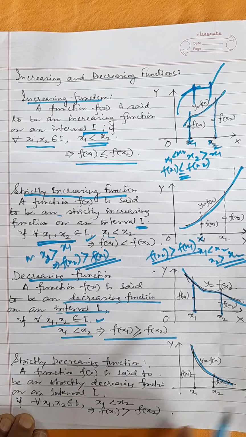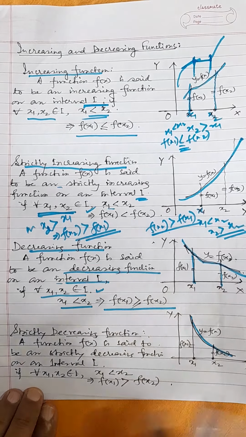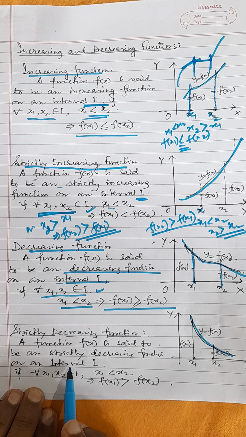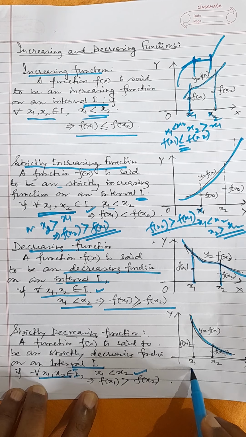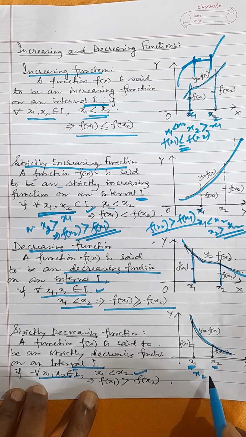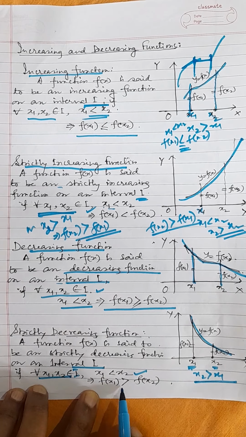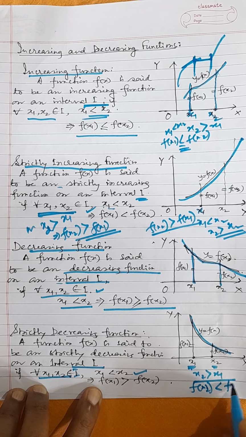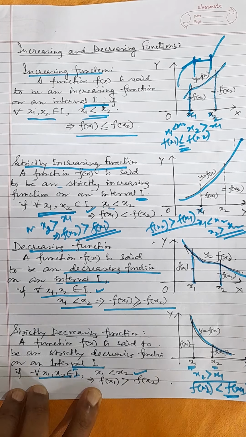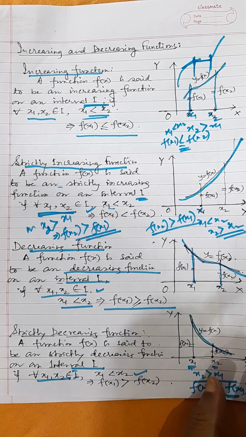A function f(x) is said to be strictly decreasing in the interval I if for all x1, x2 belongs to I, and x1 is less than x2, or we can say x2 is greater than x1. x1 is less than x2 implies f(x1) is greater than f(x2). If x2 is less than x1, then what will we write? f(x2) is less than f(x1). Someone can write in this way also. Then the function is a strictly decreasing function.